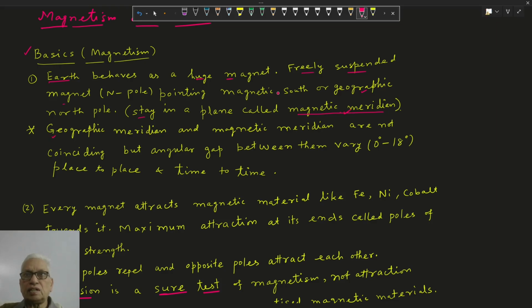Geographical meridian and magnetic meridian do not coincide, but there is an angular gap between them. It is called magnetic declination. It varies from place to place and time to time, from 0 to 18 degrees.